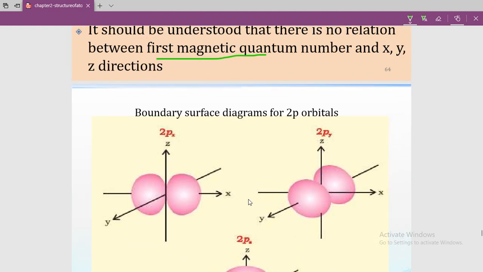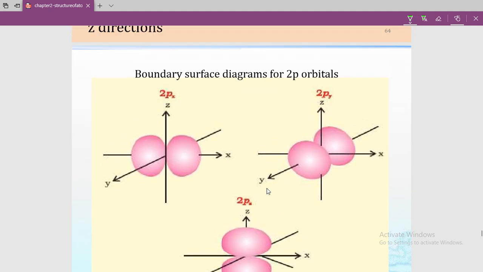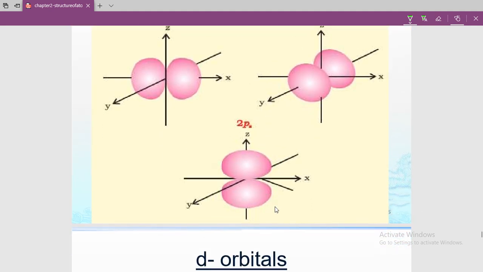This is only the boundary surface diagram. This is the boundary of finding the electron. Beyond this boundary there is no electron. And the situation of the three-dimensional structure is this.